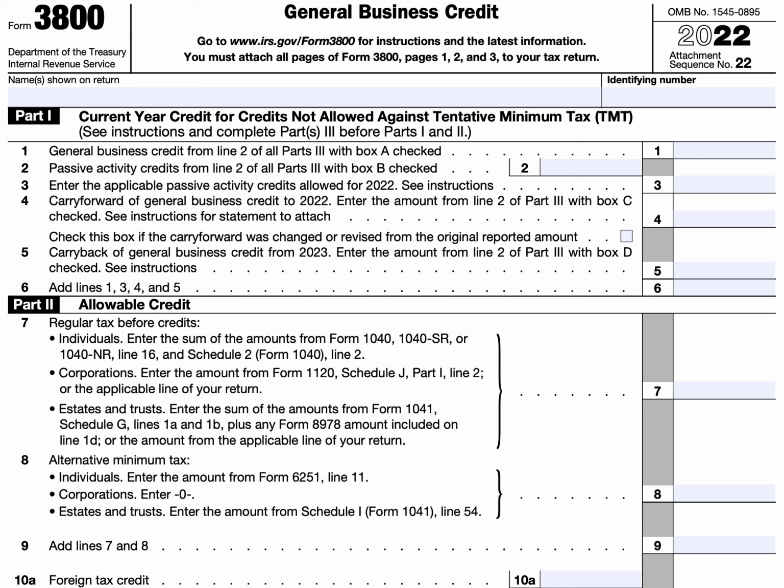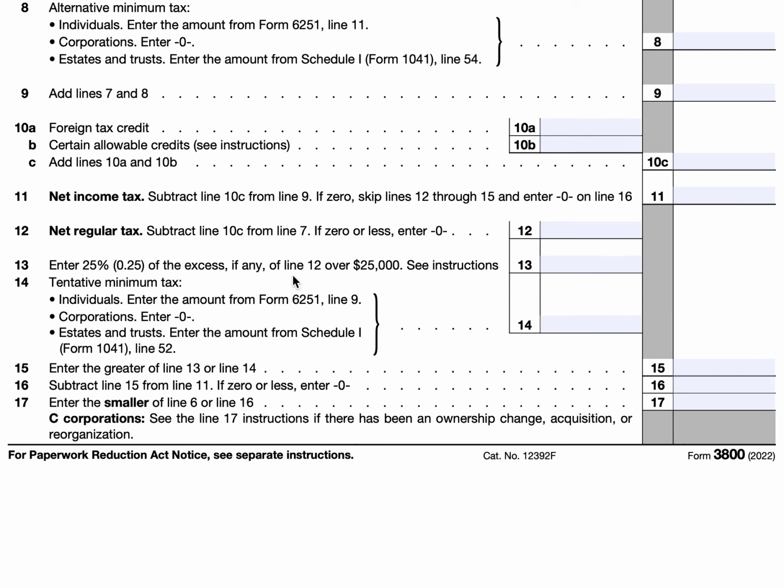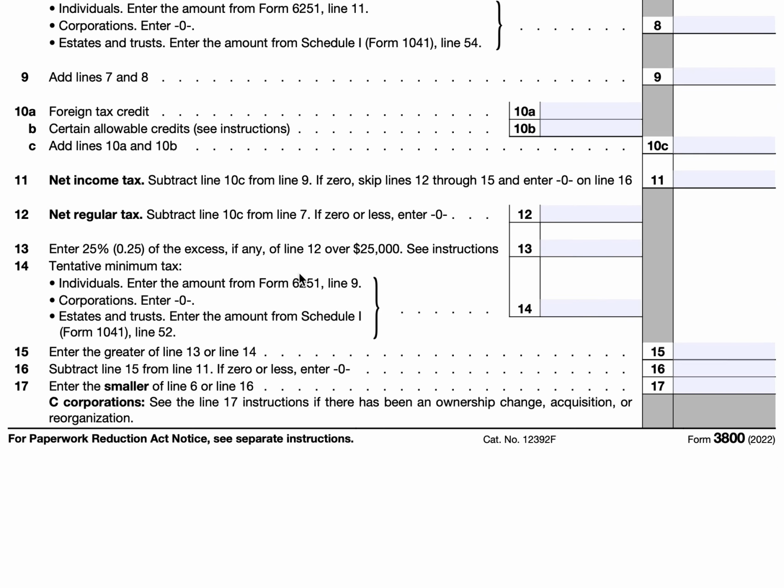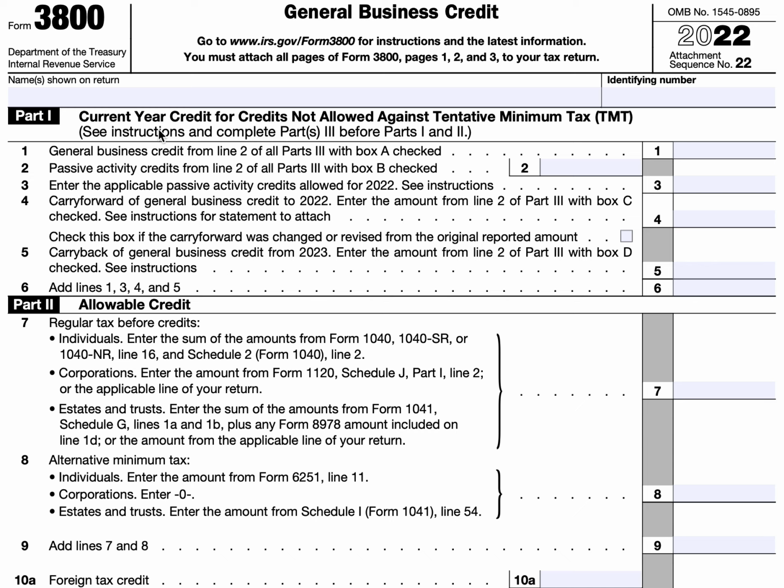As I mentioned, there are three parts to this tax form. Part one is for the current year credit for credits that are not allowed against the tentative minimum tax. There's the allowable credit in part two that you'll calculate. And then finally, part three contains the general business credits or eligible small business credits. You have to complete part three before you can go to part one. It actually says this at the top of the form: complete part three before parts one and two.